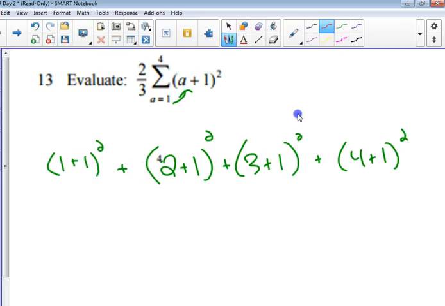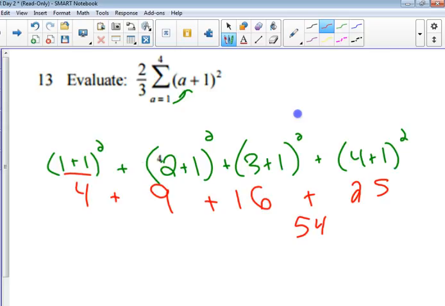So make sure we do PEMDAS. 2 squared is 4. This is going to give you, good, 16. What's the last one going to give you? 55. Perfect. All right, so let's add these all together. What'd you get? 54. Can you see that? Okay, so now at the end, make sure you are multiplying it by 2/3. And what would you get? Good job. Alright, now the one that you guys are talking about.